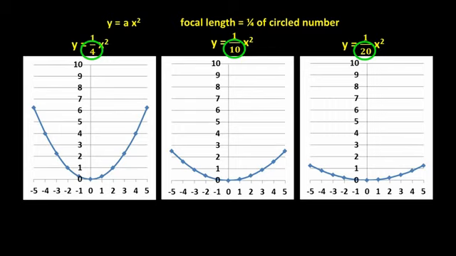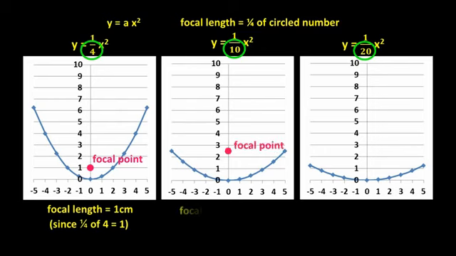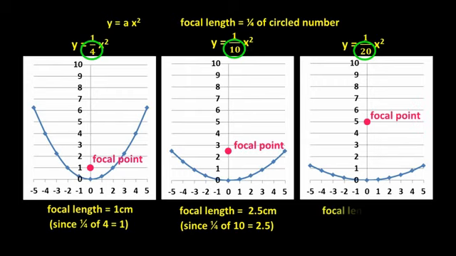If you draw the graphs onto graph paper and measure everything in centimetres, a y equals 1/4 x squared graph has a focal length of 1 centimetre, since 1/4 of 4 is 1, and a y equals 1/10 x squared graph has a focal length of 2.5 centimeters, since 1/4 of 10 equals 2.5. So what's the focal length of a y equals 1/20th x squared graph? If you said 5 centimeters, you're correct.